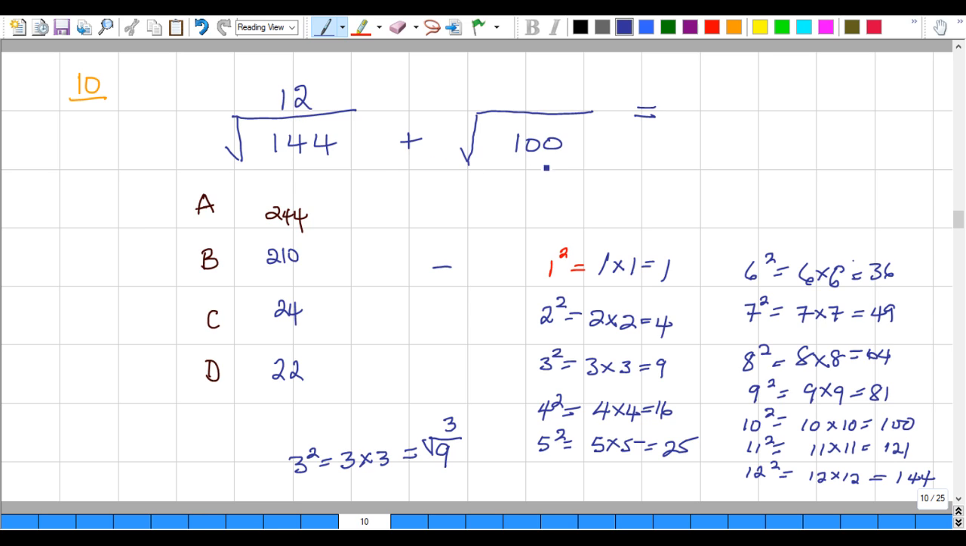Plus, what's the square root of 100? It would be 10. So 12 plus 10 would give us what? 22. So our answer would be what? D, 22.